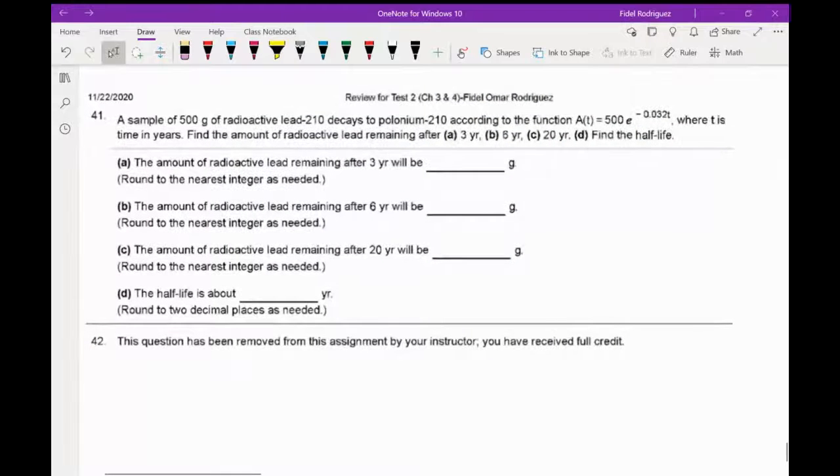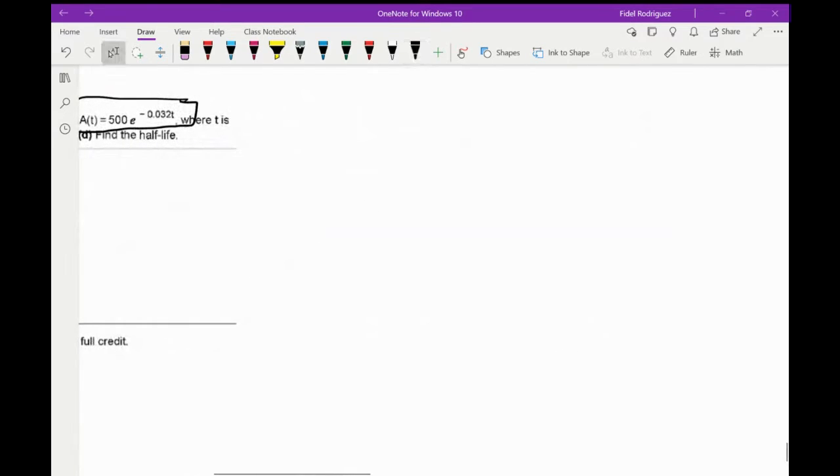Okay, so 41 here says a sample of 500 grams of radioactive lead-210 decays to polonium-210 according to this function. So they give me an equation here that I definitely need to use, where t is the time in years. It says find the amount of radioactive lead remaining after 3 years, 6 years, 20 years, and then part D says find the half-life. So the first thing I'm going to do is write down the equation that we have.